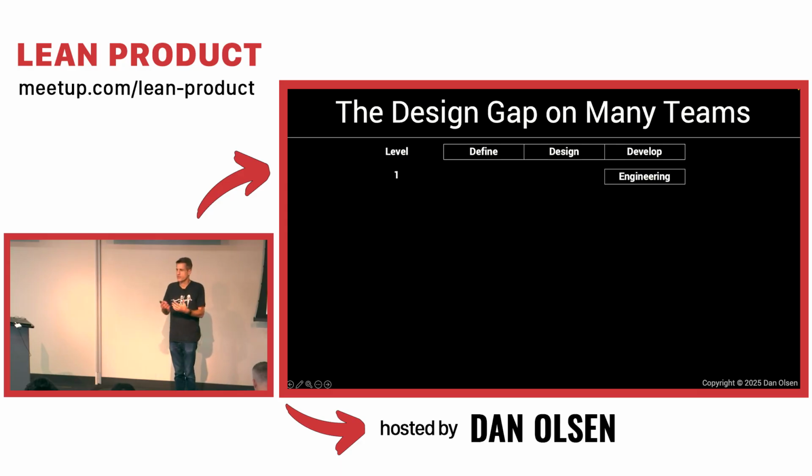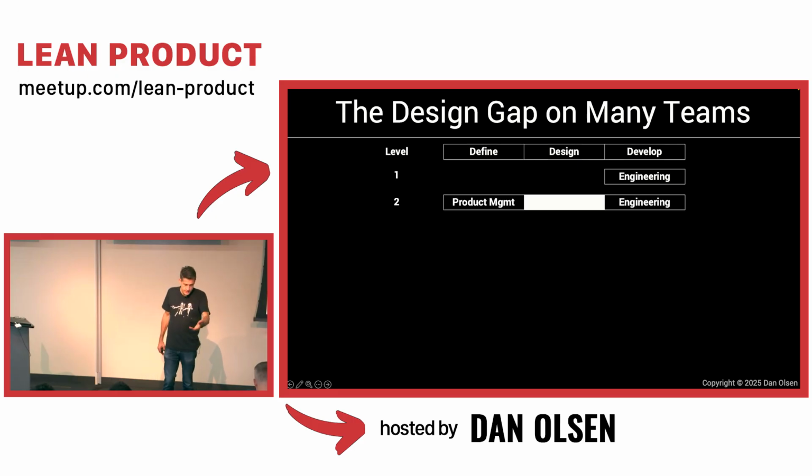Because without engineers, nothing gets built or coded or shipped. And there's a lot of startups, especially here in the Valley, that are operating at this level 1, right? So there's no one working on define or design explicitly. Level 2 is, hey, in addition to an engineer, now we have a PM, which is great. Now we're doing definition, but neither one of them is really a designer.